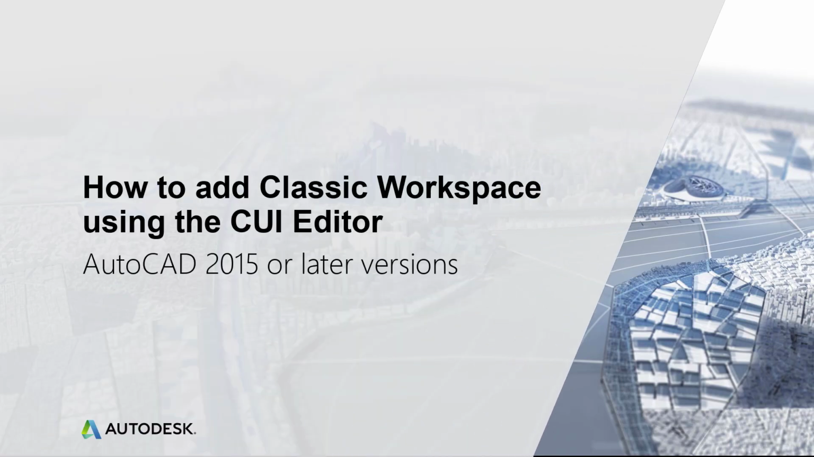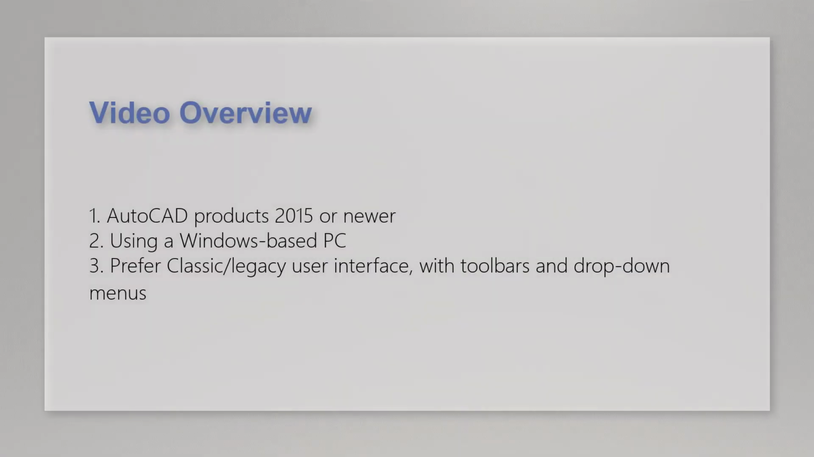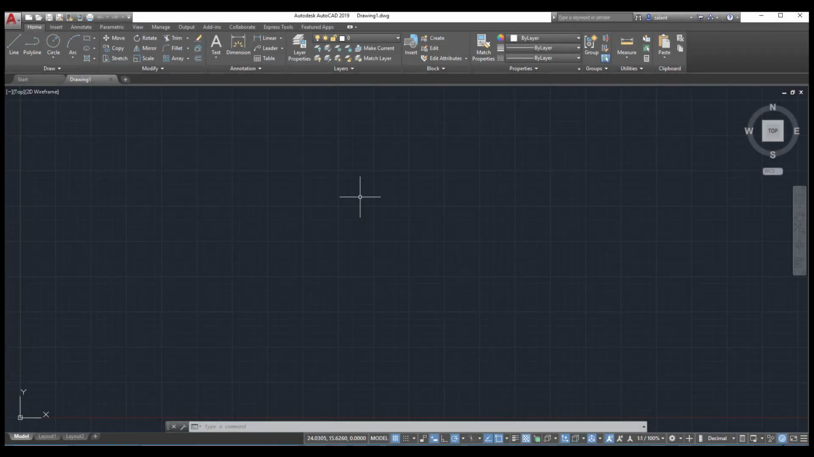In this training video, I will demonstrate how to add the AutoCAD Classic Workspace into AutoCAD versions 2015 and newer. The processes shown in this video assume that you are using an AutoCAD product version 2015 or newer, are using a Windows-based PC, and prefer the classic or legacy appearance of AutoCAD, using toolbars and drop-down menus instead of the newer ribbon interface.